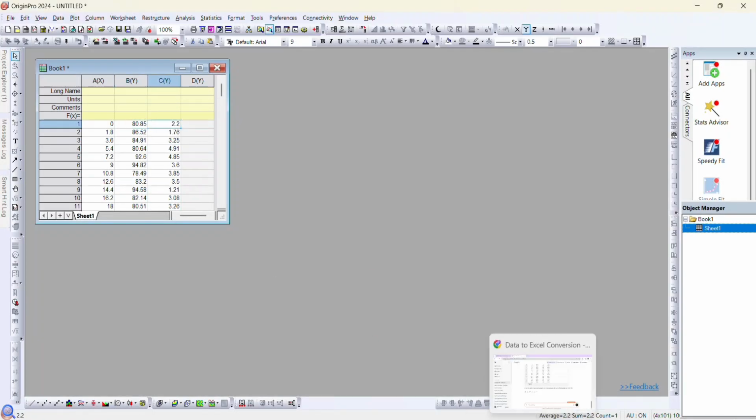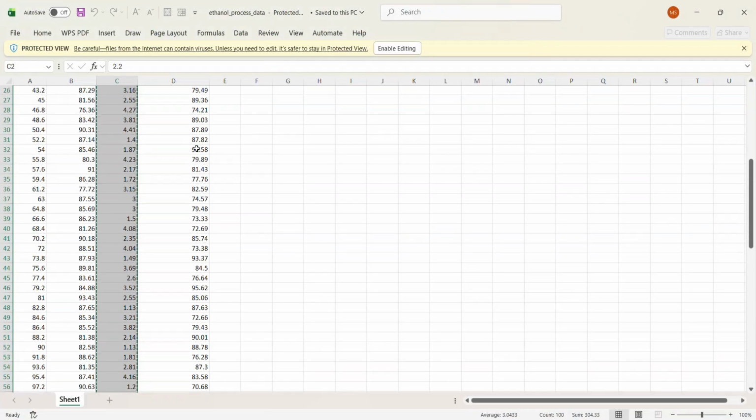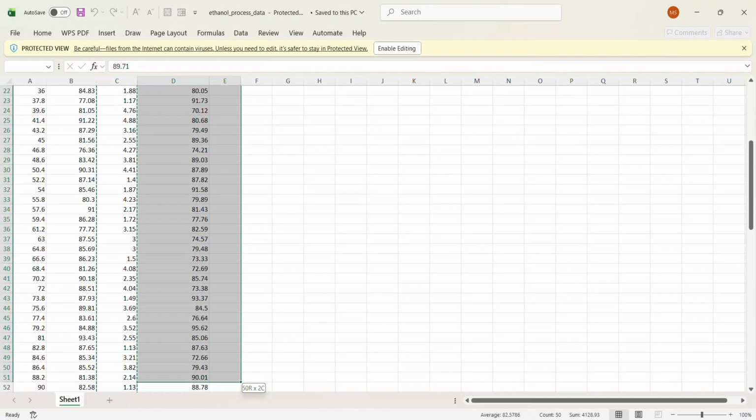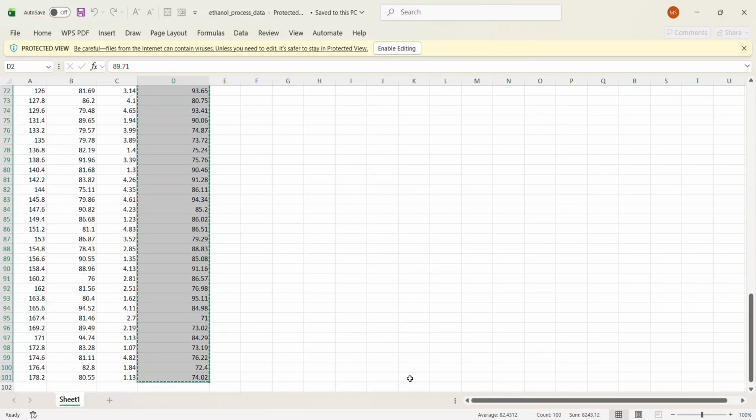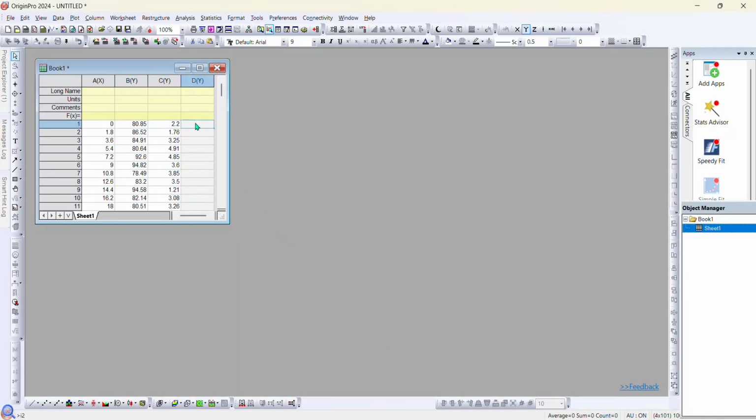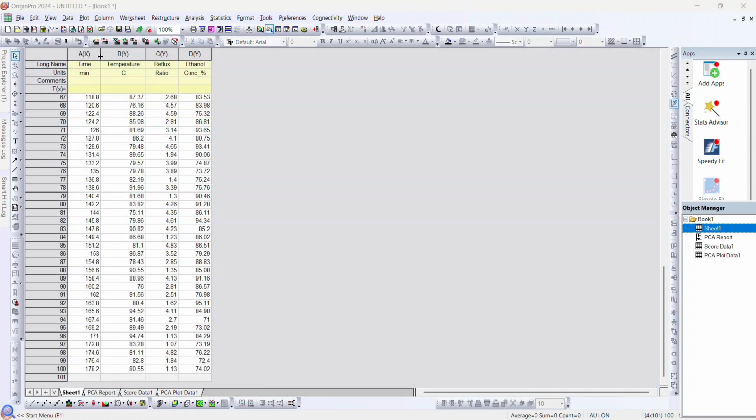Basically, in industry, PCA is widely used across many industries, especially where large and complex datasets are involved. Some common industry applications include quality control, process monitoring, chemical and material analysis, and the pharmaceutical and environmental industries.